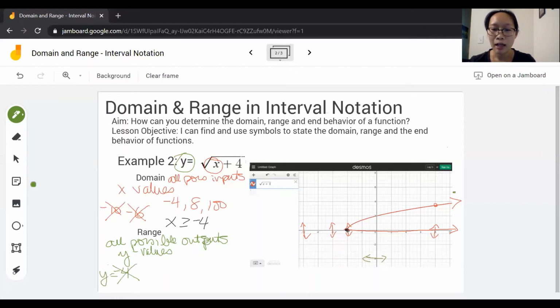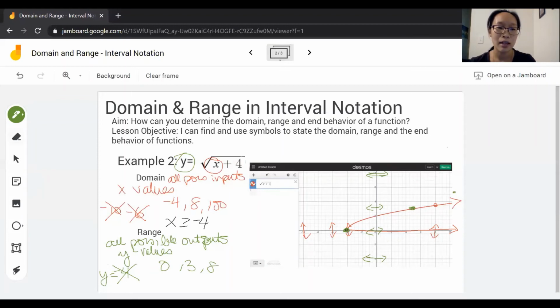What about at 0? If I go left or right at 0, do I eventually hit the graph? Yep, so 0 is in my range. What about at y equals 3? Do I eventually hit the graph? Yes, so 3 is in my range. And if I kept going at y equals 8, then if I go far enough right, I'll eventually hit it. So 8 is also in my range.